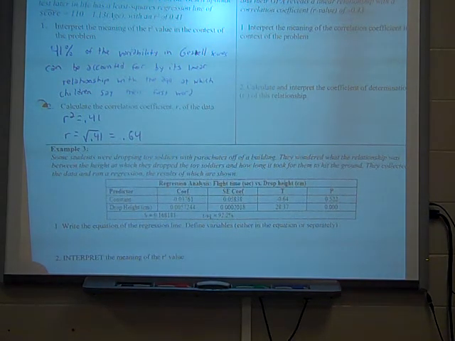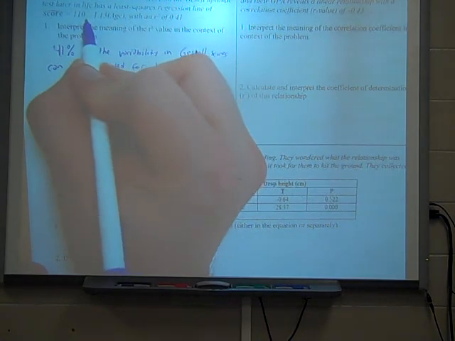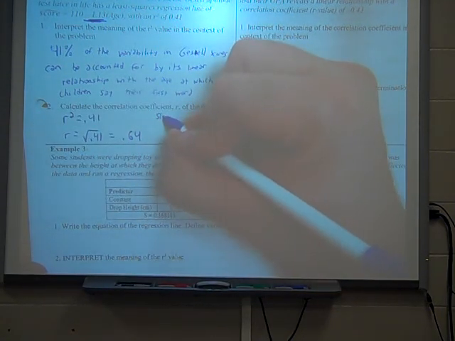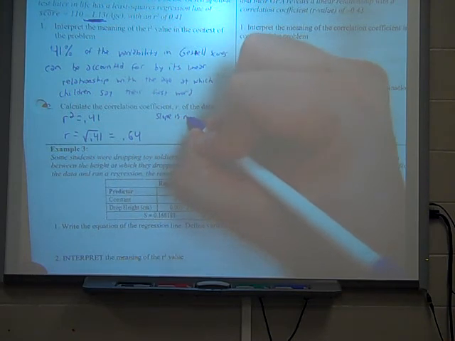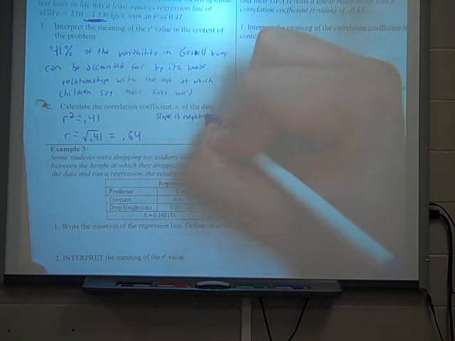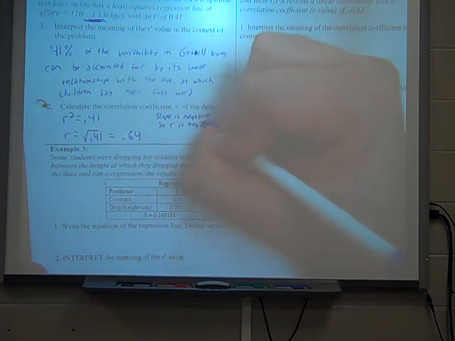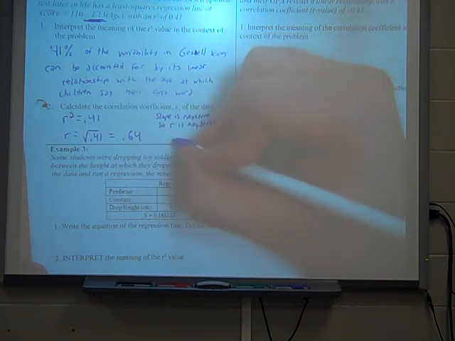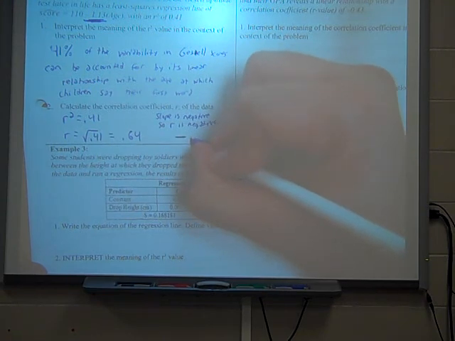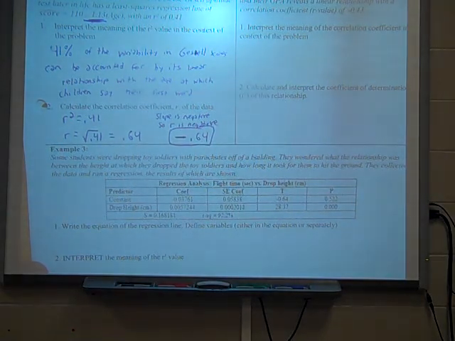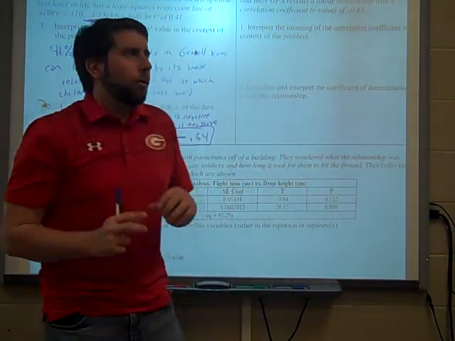Now, does it need to be positive or negative? Well, if we look in the equation, that's a negative slope. So slope is negative, so R is negative. So if you say 0.64, that's wrong. It's negative 0.64. That's your final answer, folks. That correlation coefficient is negative 0.64. So you can see this is a moderately strong relationship.